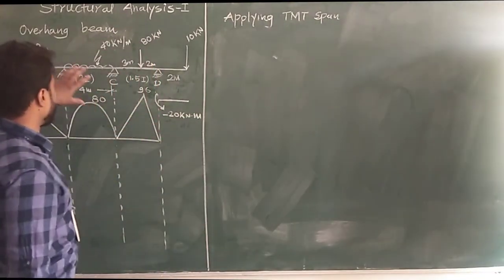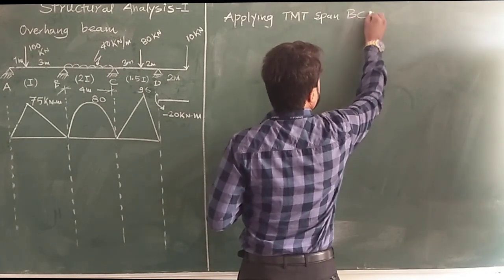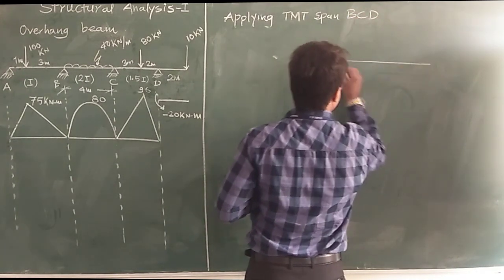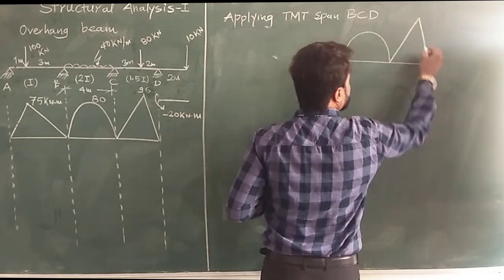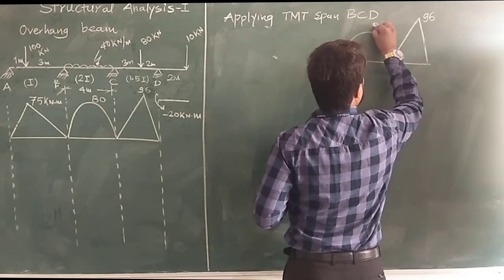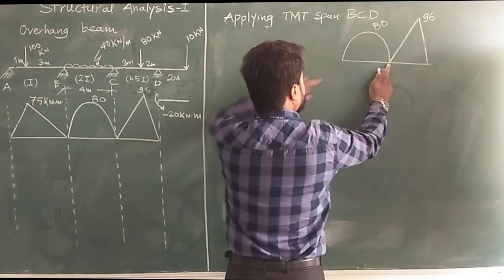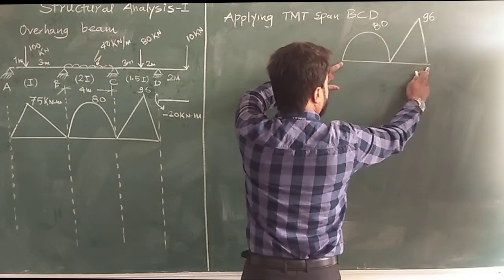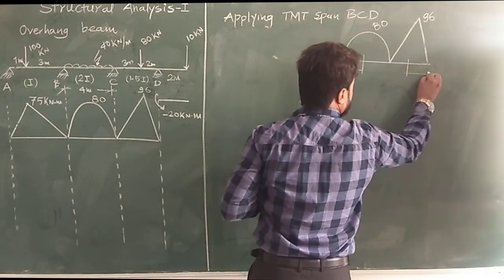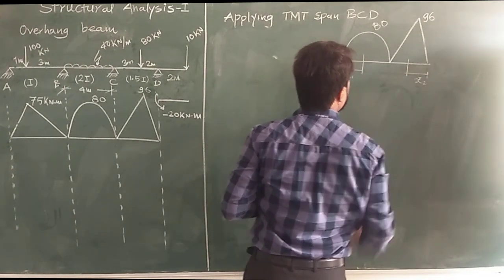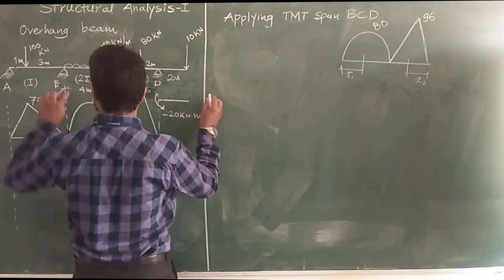Now we will apply the three moment theorem over the span BCD. So we are drawing the bending moment diagram of BCD. So this is 96, this is 80. Now the area of this bending moment diagram will be considered as A1 and this one is A2. This is now x1 bar, this is x2 bar. Okay. So we are applying the three moment theorem. I am writing the three moment theorem.